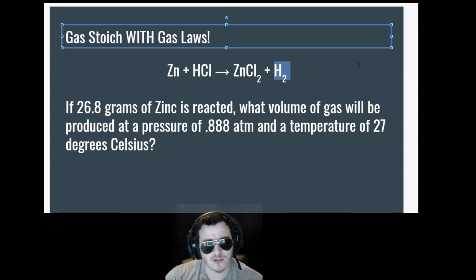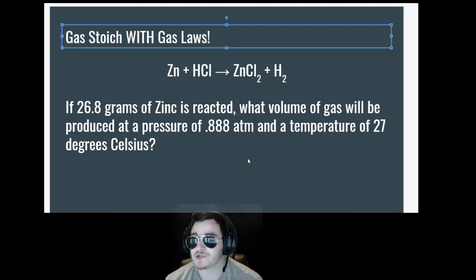However, we can't just plug and chug 26.8 grams of zinc and solve for liters of H2 because our pressure is not 1 atm and our temperature is not 0 degrees Celsius. We are not at STP. So what we're going to do is a 2-step process. We are going to utilize stoich to solve for the one variable that we are missing that we would need for the gas law, the ideal gas law, PV = nRT.